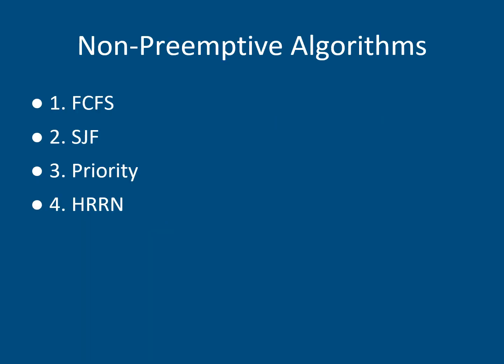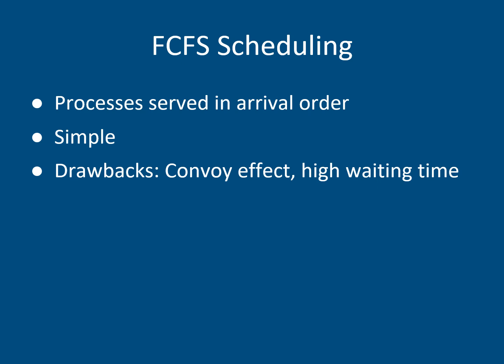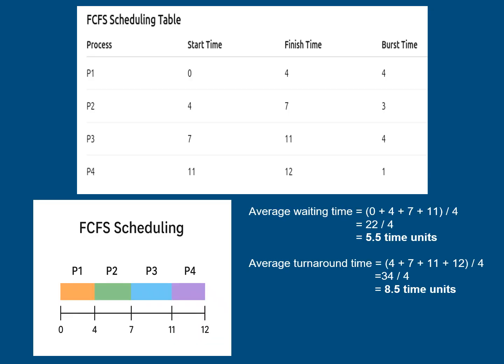Algorithms can be divided into two types: non-preemptive algorithms and preemptive algorithms. Non-preemptive algorithms consist of FCFS, SJF, Priority, and HRRN. FCFS scheduling. FCFS stands for first come, first serve. It works like a queue at a ticket counter. First arrival runs first. This is an example of FCFS scheduling for 4 processes.